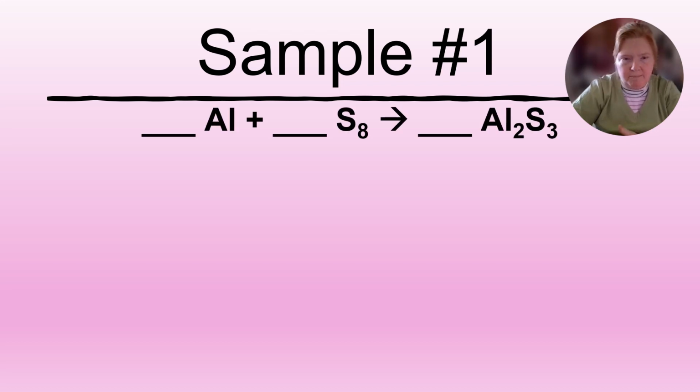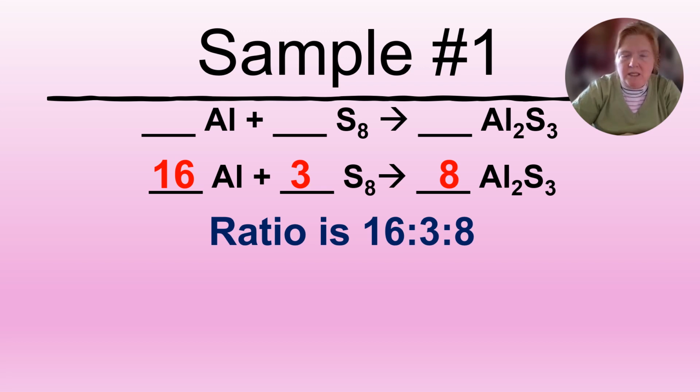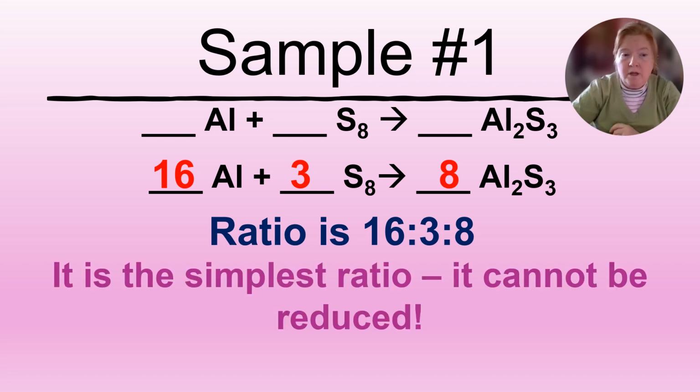So here's an example. In this equation, if it were balanced like this, okay, let's look at the ratio of the coefficients. 16 to 3 to 8. Well, I can't divide all those numbers by anything except for 1, right, to get a whole number. So it is the simplest ratio. It can't be reduced. I'm done.